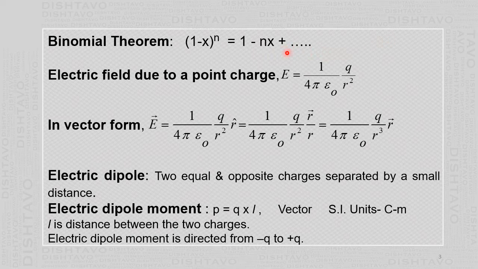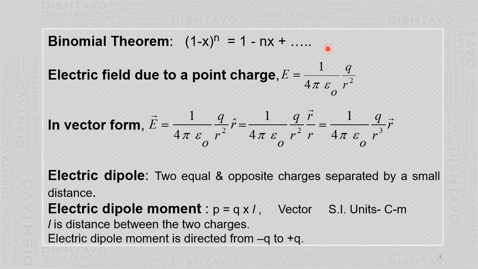But we are not interested in the higher terms because x is very small. Suppose x is 0.1, then x square is 0.01, x cube is 0.001. So they become smaller and smaller and will be negligible as compared to 1. So what we require for the study of the electric dipole are only the first two terms; higher terms will be neglected.